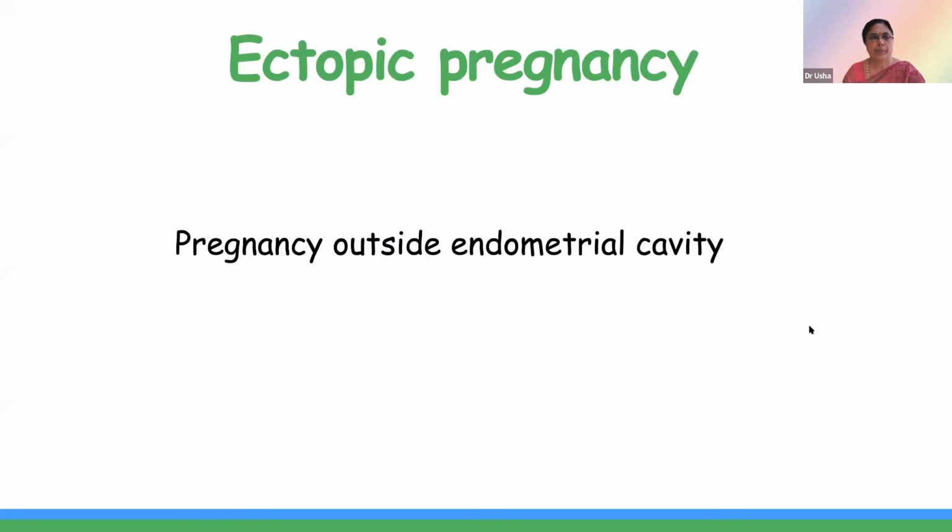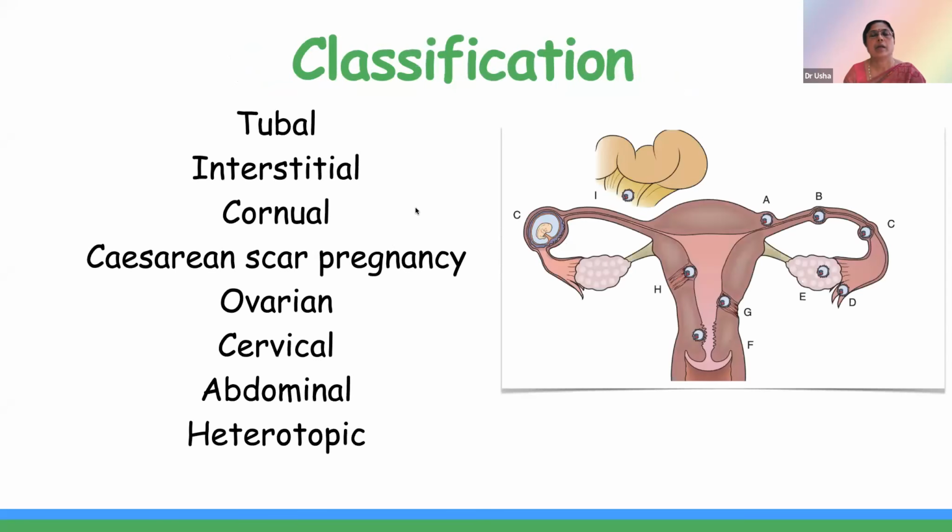So now we move on to ectopic pregnancy. Ectopic pregnancy is any pregnancy which is outside the endometrial cavity. The most common site for ectopic pregnancy is the tube. So tubal, it could be the isthmus or the ampullary region or the fimbrial end, or we can have an interstitial pregnancy. We can have pregnancy in the cesarean scar, ovarian pregnancies, cervical pregnancies, abdominal pregnancies, and also it could be a heterotopic pregnancy.